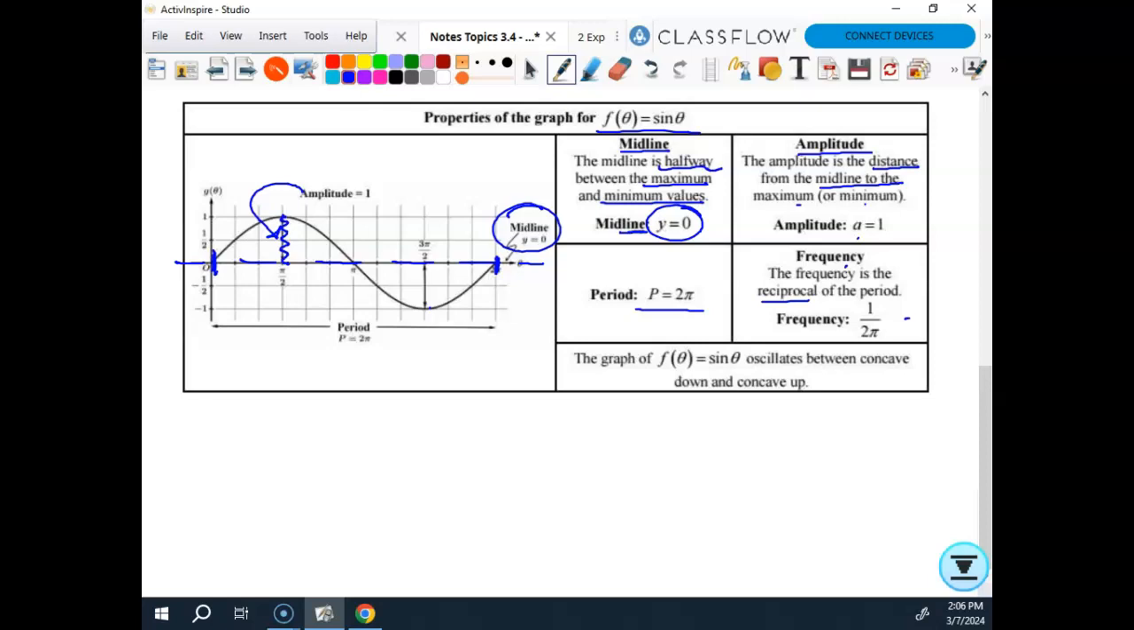Okay? And the graph of the sine of theta oscillates between concave up and down. So this wave thing that's happening, that's what's oscillating. It's kind of going back and forth. But we're oscillating between concave down and concave up. So from here to pi, I'm concave down. Then it's concave up, and then it just keeps repeating.